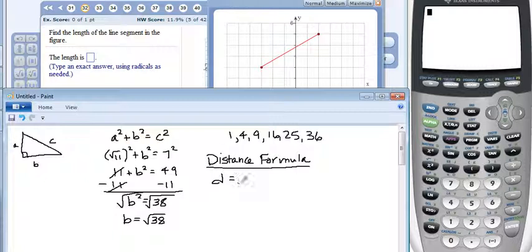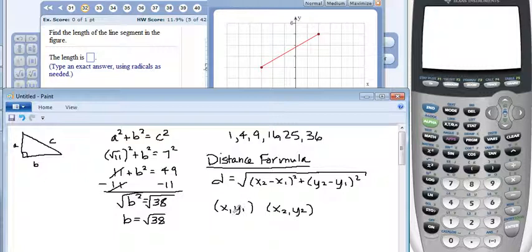The distance is equal to the square root of x sub 2 minus x sub 1 squared plus y sub 2 minus y sub 1 squared. So your distance is between this point and that point. Okay? So if I had a point, let's just make them up, 1, 3 and 5, 8, I could say x1 is 1, y1 is 3, x2 is 5, y2 is 8. I just throw them in, and I crunch the numbers.